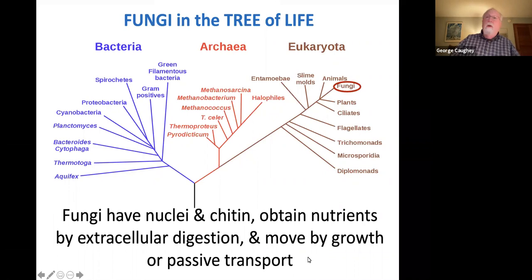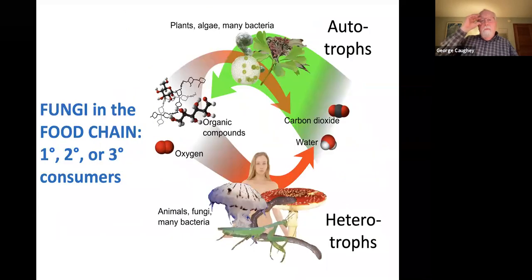Alternatively, if they're a spore, for example, they can move by passive transport, or if they're eaten by a slug or something, parts of them, including spores, can be moved elsewhere by that mechanism, which they take advantage of. But that makes them different from other life forms. And the major difference, again, big picture here, is where they stand in the food chain.